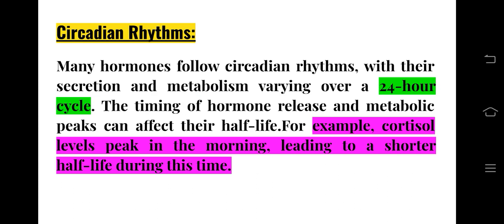Then circadian rhythms. Many hormones follow circadian rhythms, with their secretion and metabolism varying over a 24-hour cycle. The timing of hormone release and metabolic peaks can affect their half-life. For example, cortisol levels peak in the morning, leading to a shorter half-life during this time. And we know cortisol is something which is related to stress. So stress hormone levels peak in the morning.